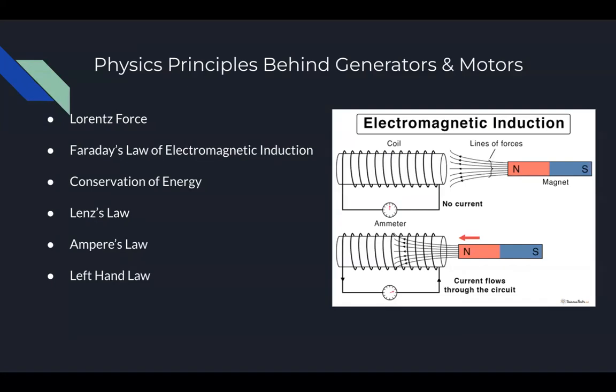And in motors, the Lorentz force is used to create rotational motion. When a current flows through a conductor in a magnetic field, again the coil of wire, the resulting force causes the conductor to move, which drives the motion of the motor.